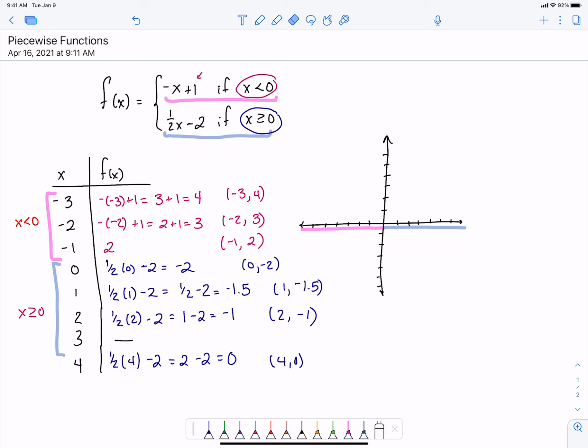So I'm going to erase these highlights over here and draw these in the individual colors here. So -3, 4, that's going to be right about there. -2, 3 is going to be about right there.